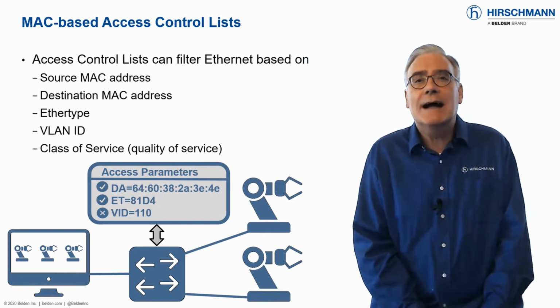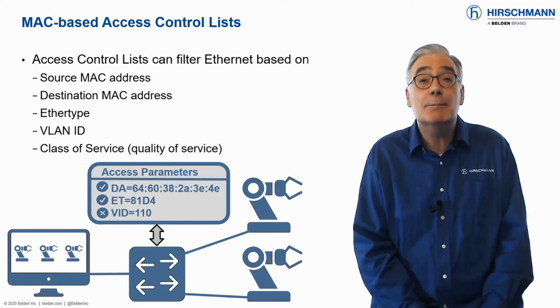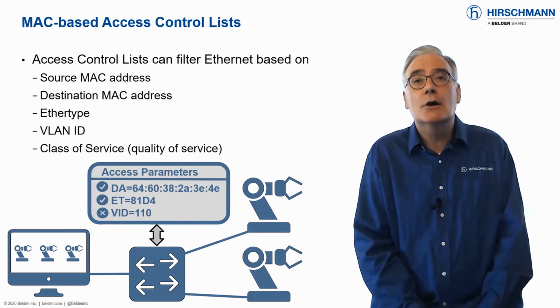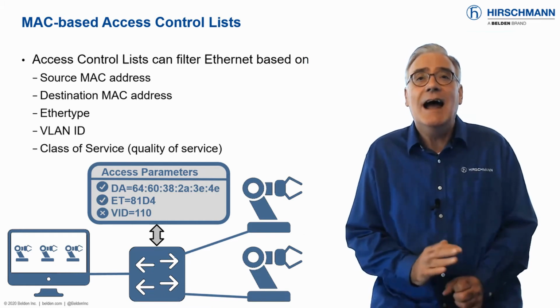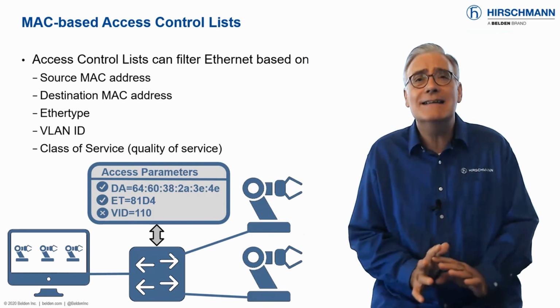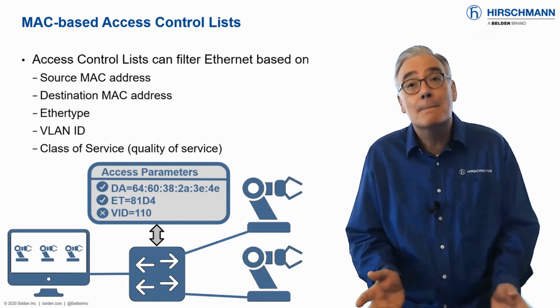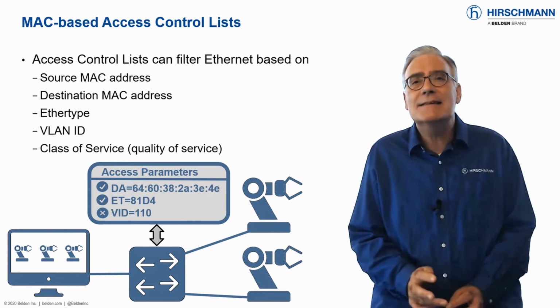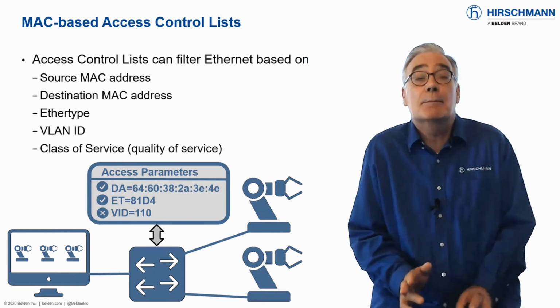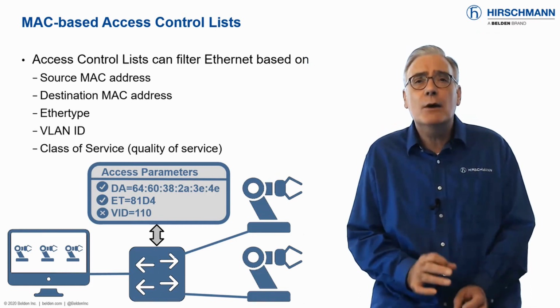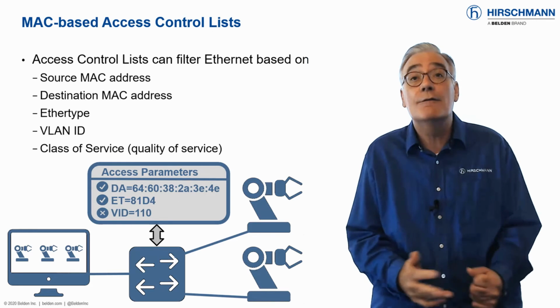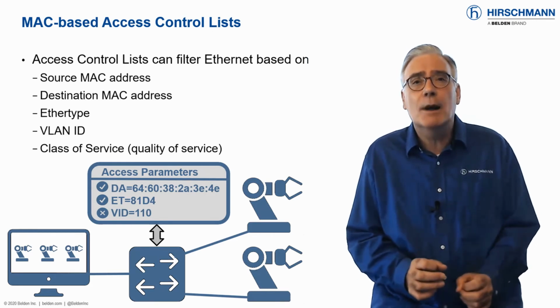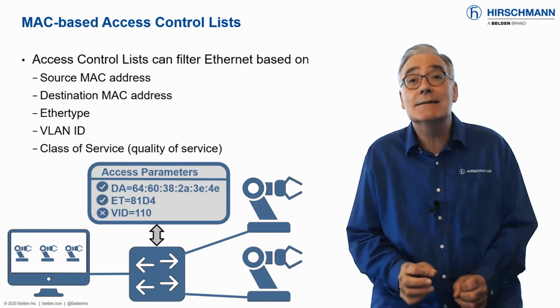So far, we've looked at access control lists for TCP/IP traffic. But on OT networks, you will often find industrial protocols, and these protocols may not be based on TCP/IP. No problem. HiOS offers ACLs at Ethernet level. An Ethernet frame is much less complex than a TCP/IP packet, so there are fewer fields which can be used for filtering. This makes it simpler to create MAC-level ACLs.